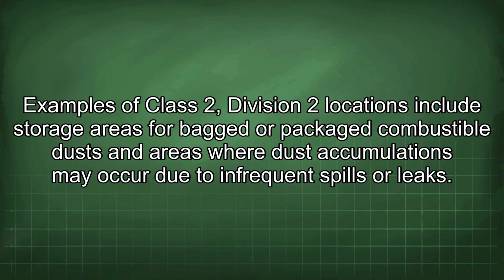Examples of Class 2 Division 2 locations include storage areas for bagged or packaged combustible dusts and areas where dust accumulations may occur due to infrequent spills or leaks.